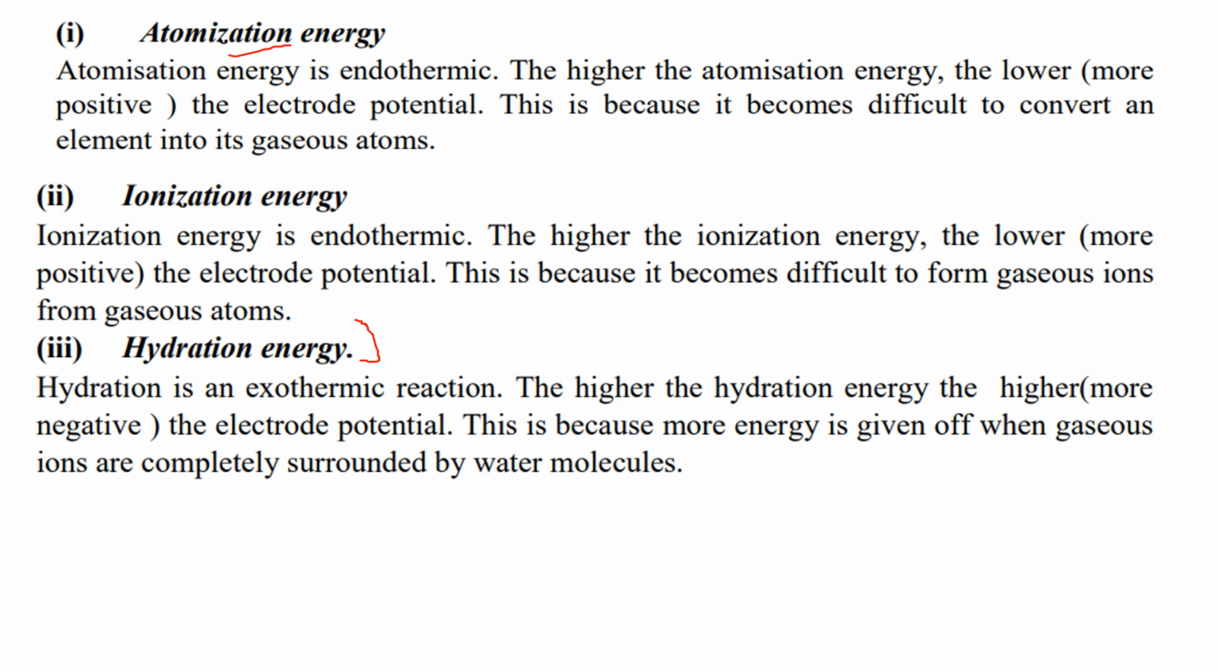And remember that I said that electrode potential, the more negative the electrode potential is, the higher it is, and the more positive or the less negative the electrode potential is, the lower it is. So you're going to say that since atomization energy is endothermic, the higher the atomization energy, the lower the electrode potential. Electrode potential becomes lower by becoming less negative or more positive, but electrode potential becomes higher by becoming more negative. So the higher the atomization energy, since it's an endothermic process, the lower the electrode potential. This is because it becomes difficult to convert an element into its constituent gaseous atoms.